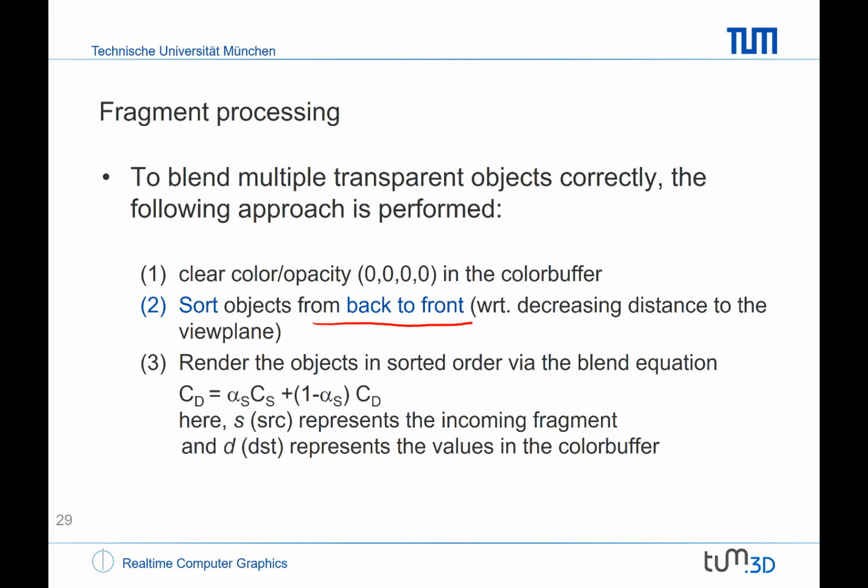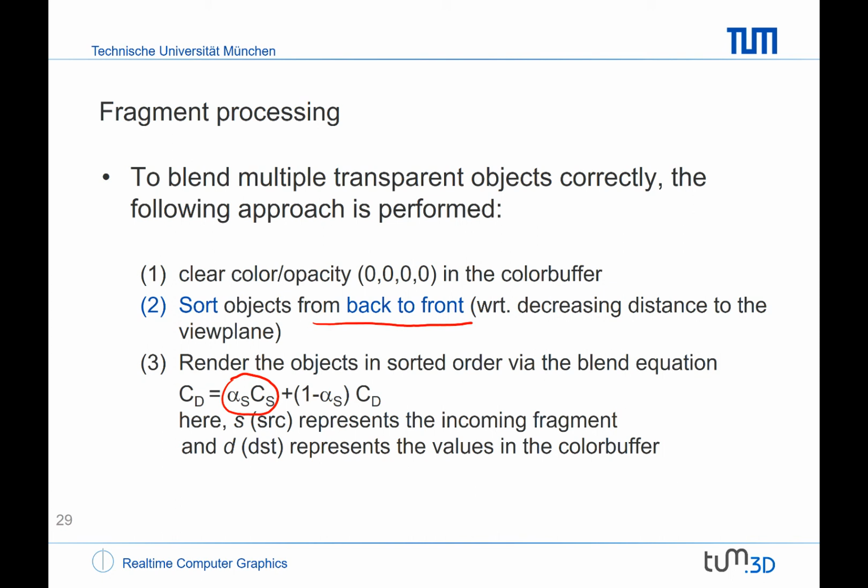Whenever we render a new object, or let's be more precise, whenever a fragment of the current object wants to be rendered, then we blend that fragment's color and opacity with the color and opacity that is already in the color buffer. Therefore we use the blend equation given here. So alpha S and CS refer to the alpha and the color of the source fragment, so the current fragment that wants to be rendered into the color buffer.